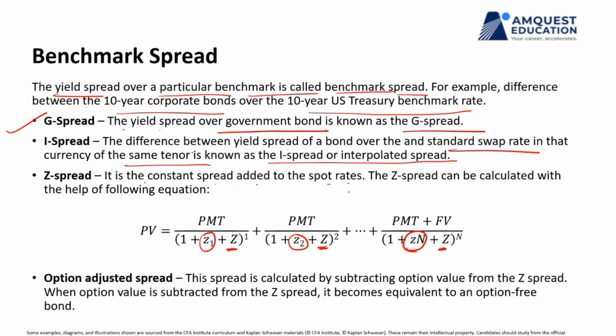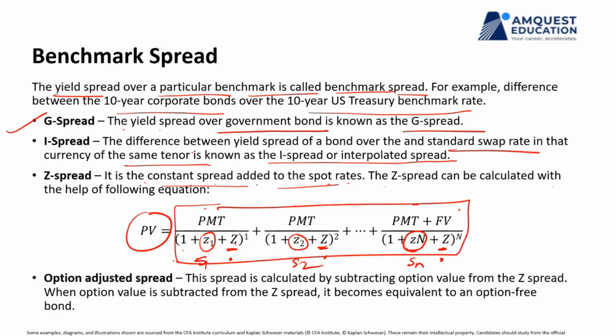It is the constant spread added to the spot rates. The Z spread can be calculated with the help of the following equation. So you will put your coupon payments, you will put spot rates Z1, Z2, or S1, S2, SN. And then you will try and find a number Z which equates this to the present value. Which is why it says it is a constant spread added to the spot rates. And when you add it to the spot rate, this should make your right hand side of the equation equal to the left hand side of the equation, which is the present value of the bond.